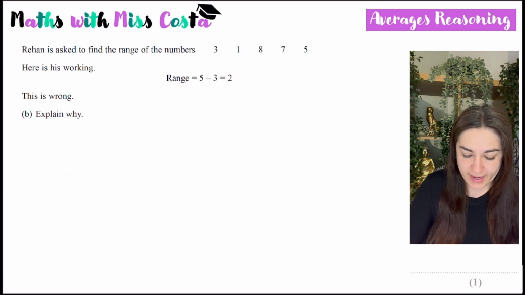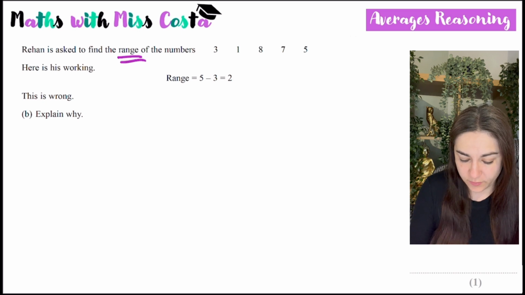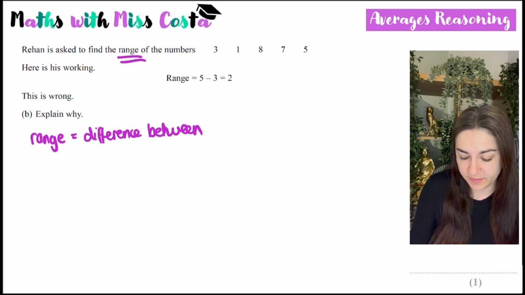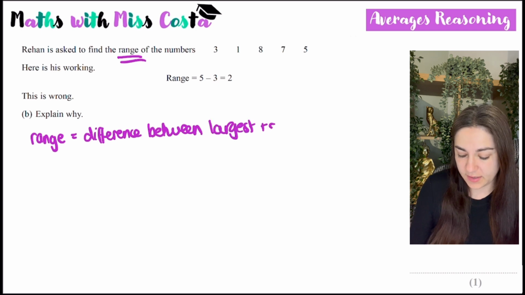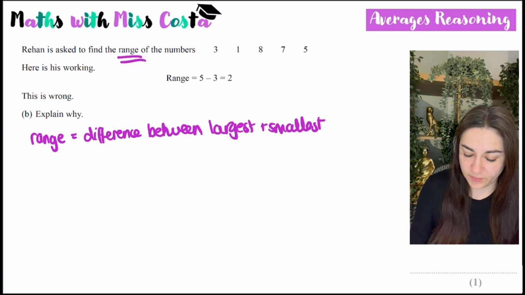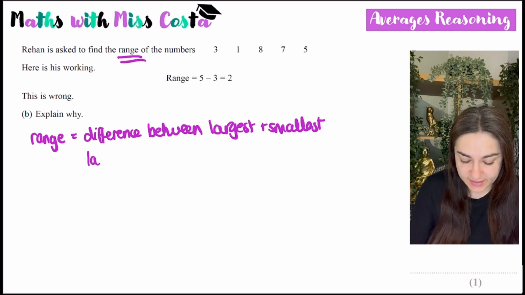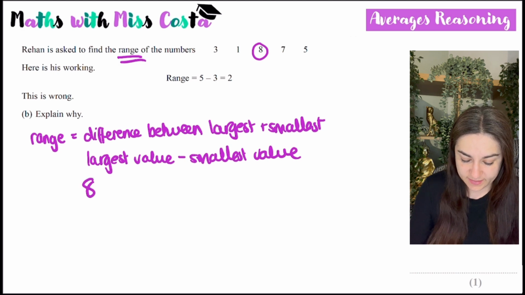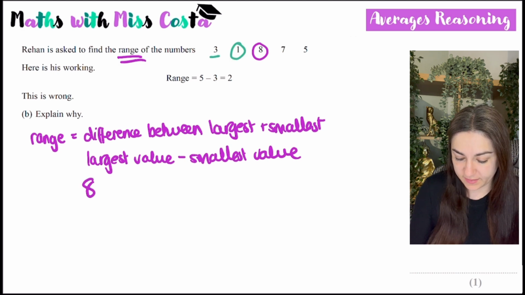Then I'm told that Rehan is asked to find the range of the numbers. So once again, think to yourself, what is the range? The range is the difference between the largest value and the smallest value. So to work out the difference, you subtract. You do the largest value, take the smallest value. The largest value here is 8. The smallest value is 1. 8 take 1 is 7.